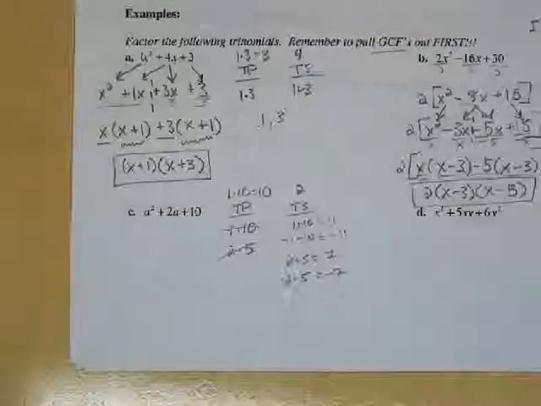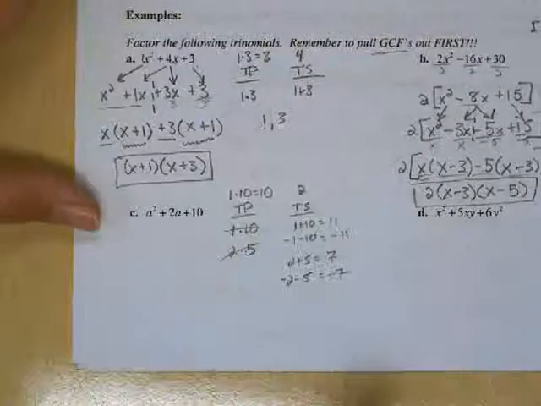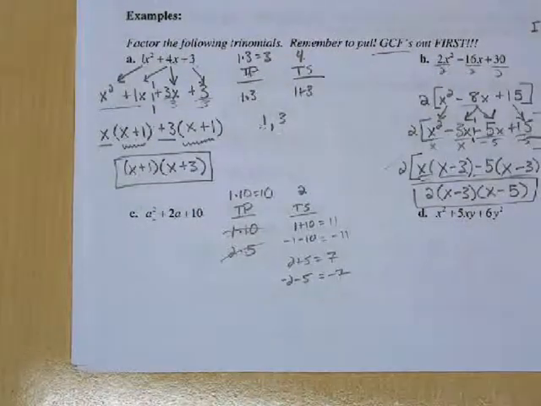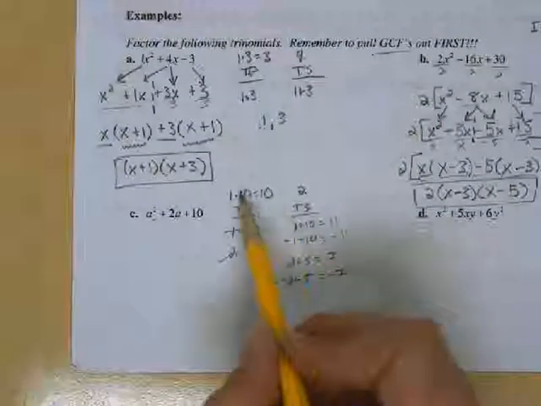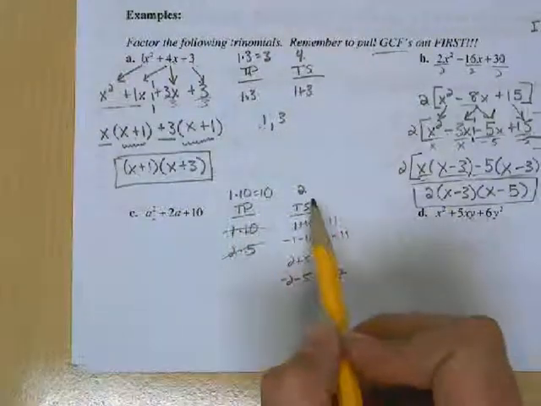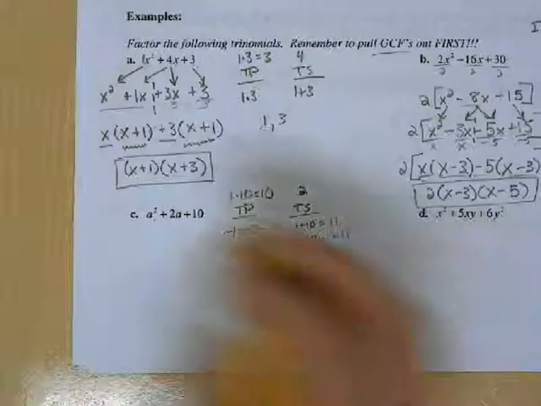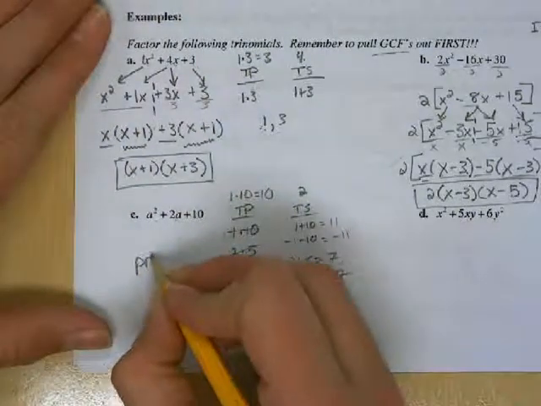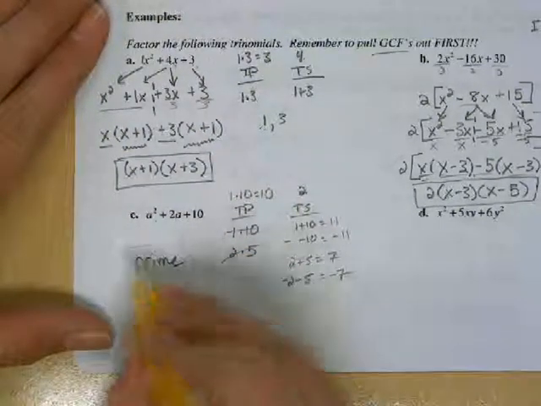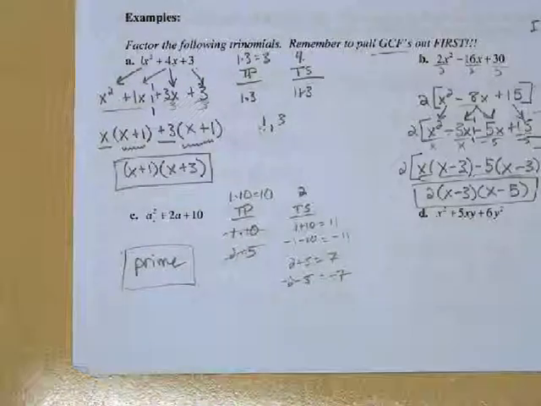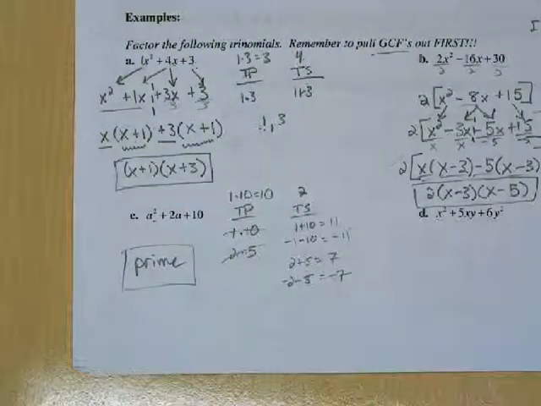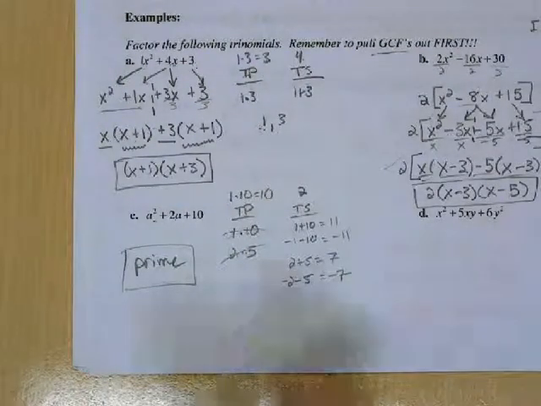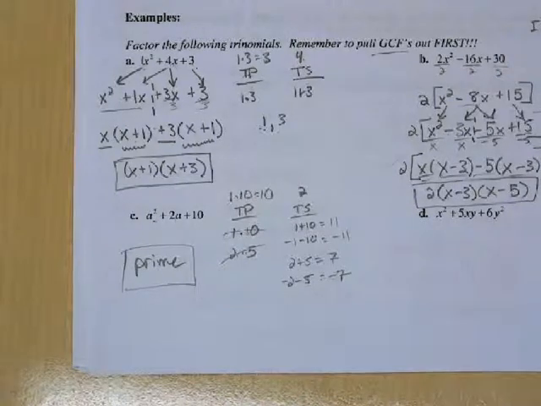So when neither one of their sets works, when I cannot find two numbers to multiply to my target product but add to my target sum, then we call these prime. Okay, for right now we call those prime. When we get to the next unit, we'll actually take a look at what we do with those. But for now, we just call those prime and we get to move on, which is kind of nice.